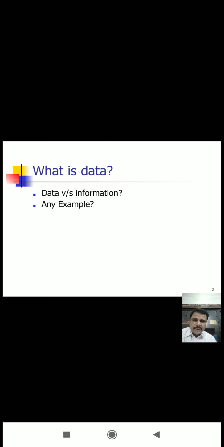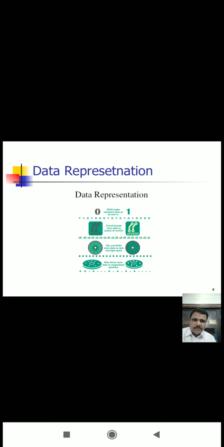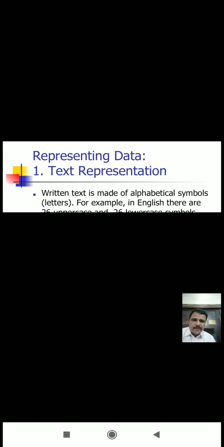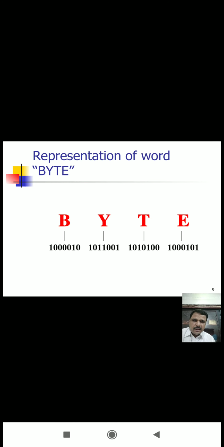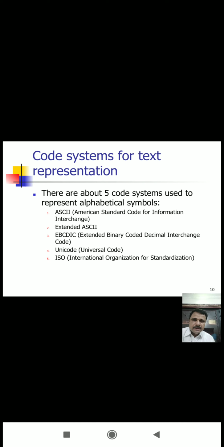So, we discussed data, let us have a quick look, and then data types, then data representation, information coding and decoding, then bit patterns and how text is represented. We have seen how one word can be represented, and then we have discussed the different code systems to represent text. So, we continue from here.